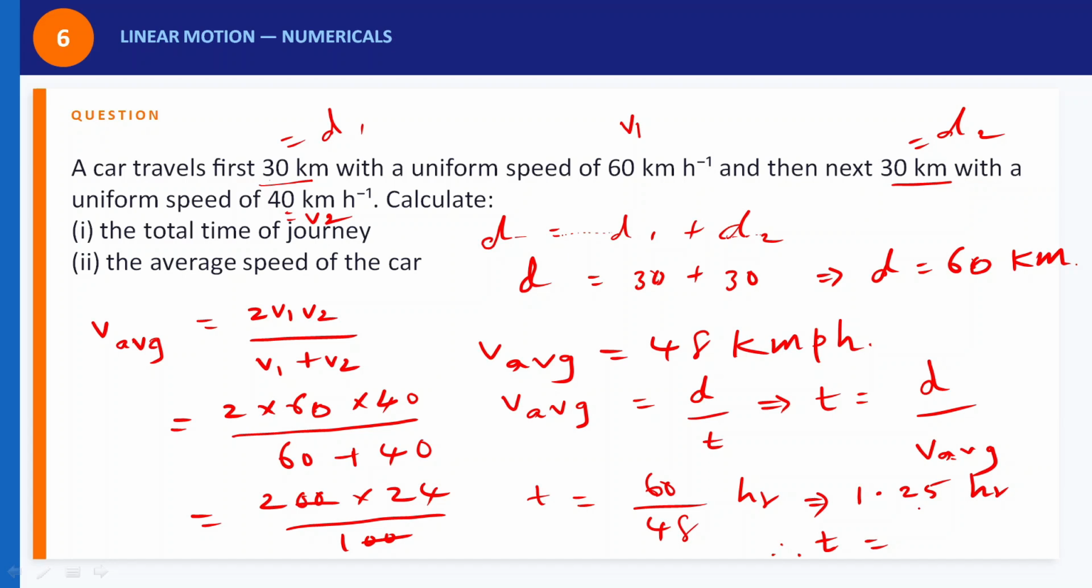into 60. So 1.25 into 60, you will get 75 minutes.